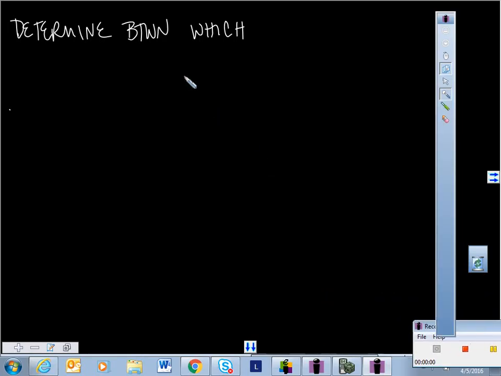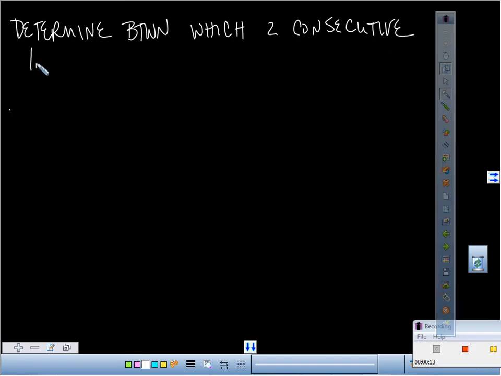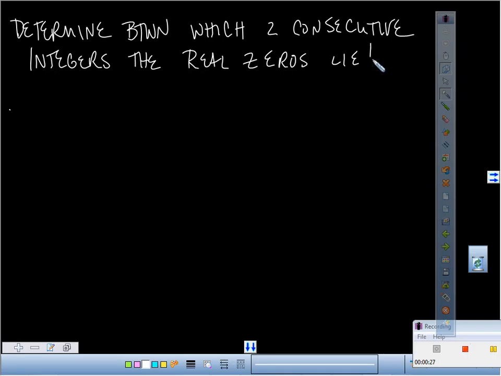First time, I got two types of problems to go over. The first one is: determine between which two consecutive integers the real zeros lie. Now, what they're really wanting you to do is to be able to look at a T-chart and tell where your zeros are going to be, okay?